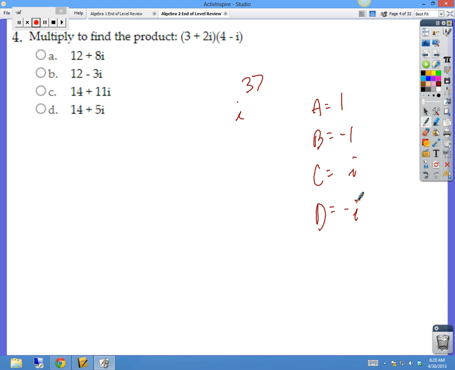How many i squareds are there? Because you just got to think in terms of i squared. You know i squared is a negative 1. So how many i squareds are in 37? So let's rewrite it: i squared to the 18. So how many are 18 squares? Is that 36? So we need to end up at 37. So here's the remainder, 1: i to the 1.